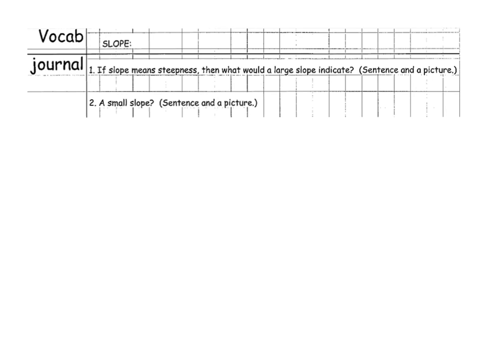All right, so we're going to do vocab. Vocab for slope is the steepness or tilt of a line. So how much a line goes up, goes down. So that's my definition. Here for journal, I've got, if slope means steepness, then what would a large slope indicate?